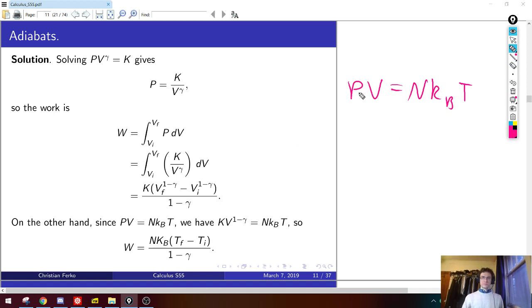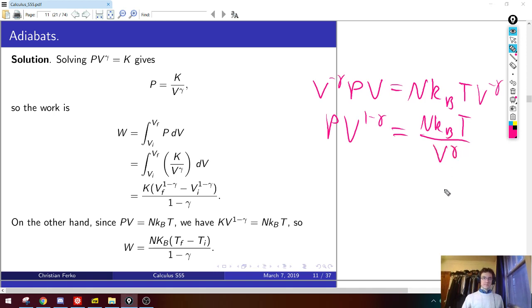Okay, so I want to figure out what this V to the power 1 minus gamma is. Well, that's pretty easy. Why don't I just multiply both sides of the ideal gas law by V to the power minus gamma? Then on the left side, I have P V to the 1 minus gamma equals N k_B T over V to the gamma, I guess. Oh wait, this is not what I want to do.